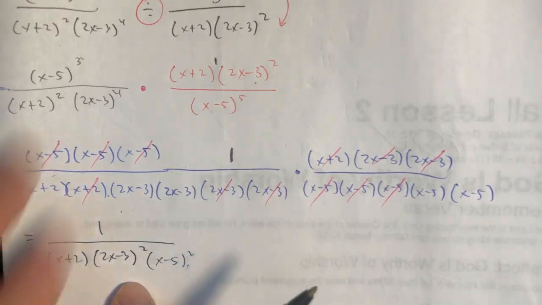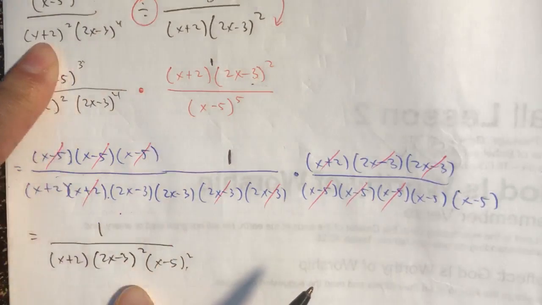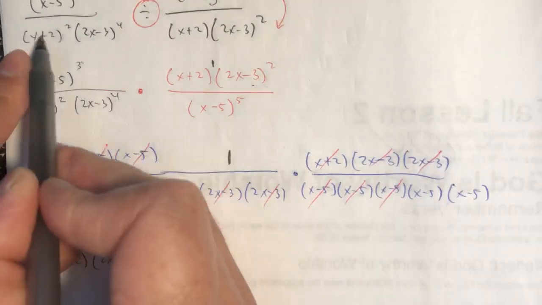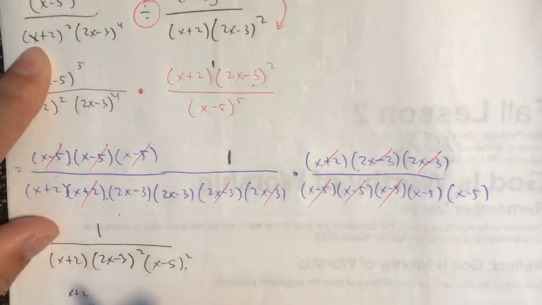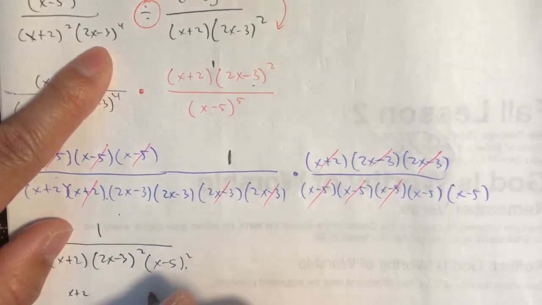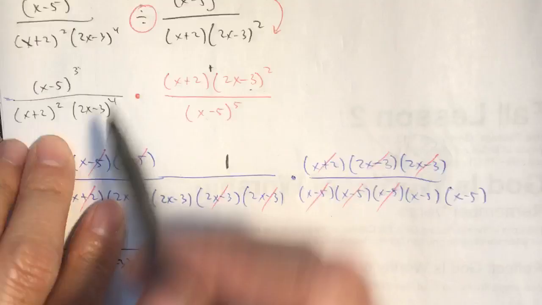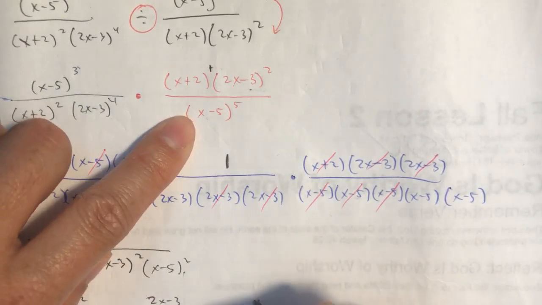Okay, so now we have to list our restrictions. If you look at the original problem here, here are my restrictions. So I have x plus 2, I've got a 2x minus 3. That one's the same, and that one's the same. After the division now, I have x plus 2, 2x minus 3, and then x minus 5. So here are the restrictions.